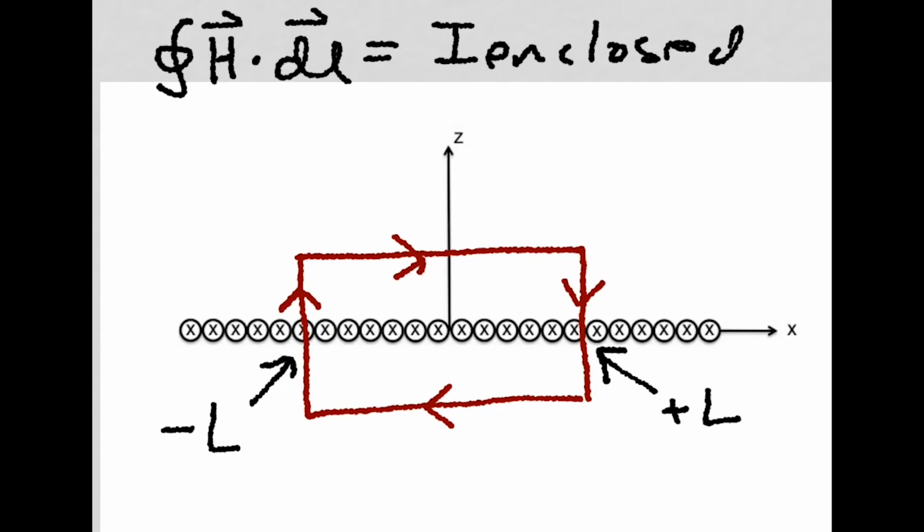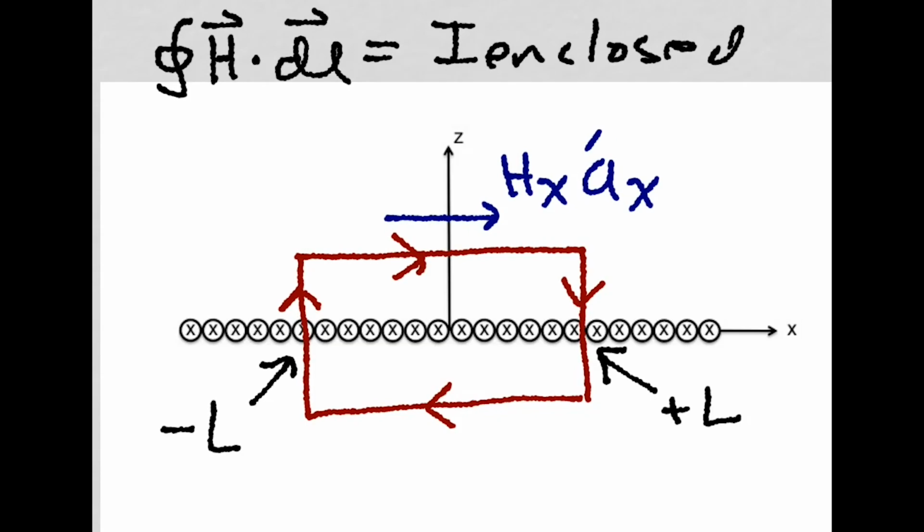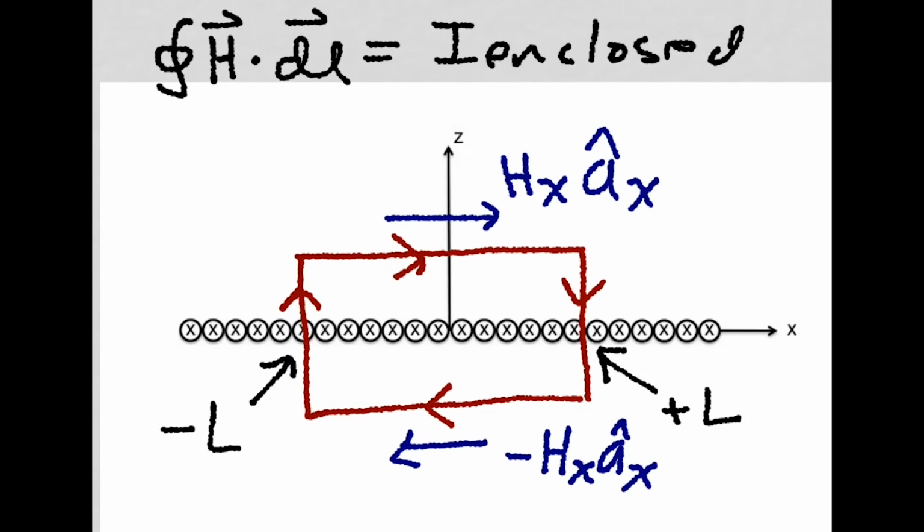Along the top segment, we know that the magnetic field intensity is constant, and it's in the A sub x direction. That's also true for this bottom segment: it's constant and in the minus A sub x direction. And it will have the same amplitude because this line segment is the same distance below our current sheet as this line segment is above the current sheet.